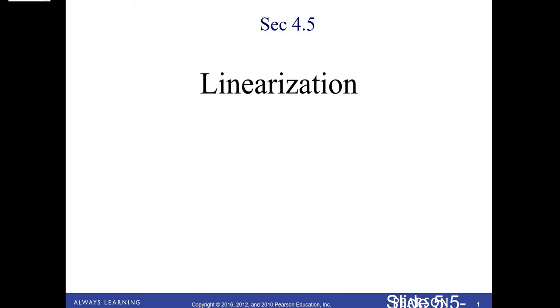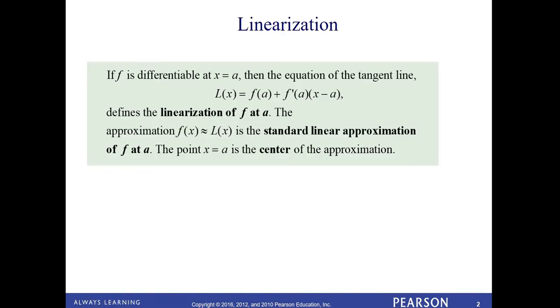Section 4.5 is linearization. So the idea here is that if f is differentiable at x equals a, then the equation of the tangent line, we're calling it L of x for linearization, is y equals f of a plus the slope times x minus a. The approximation f of x is approximately equal to L of x is the standard linear approximation of f at a. The point x equals a is the center of the approximation.